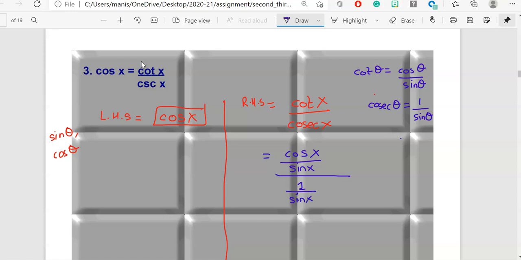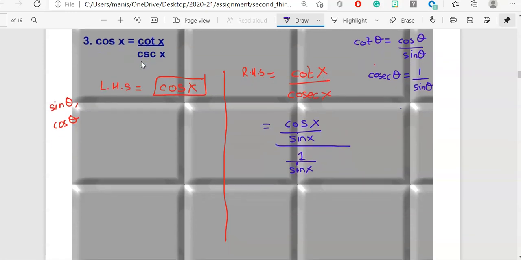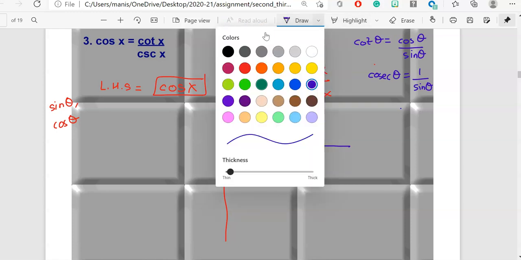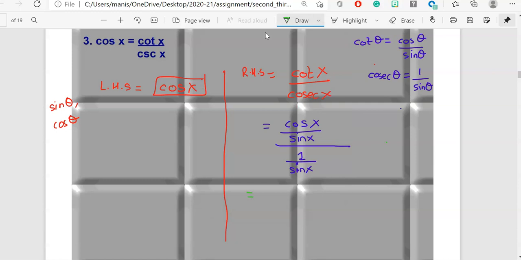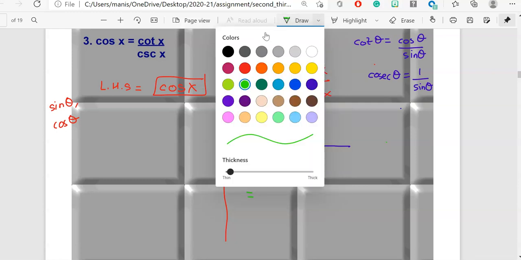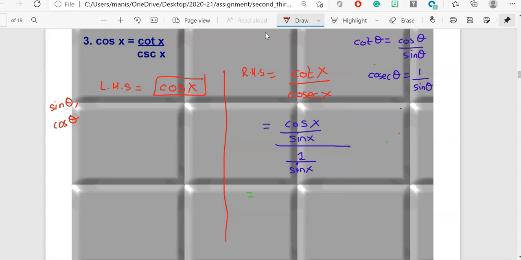Now in this situation, I will solve by using the mathematical way only. So let me change the color of my ink and then we go from there. Let me pick this light color. So this is your cosine of x over sine of x. Now this is a division sign, 1 over sine of x. You know how we divide fractions. This is my cosine x over sine of x.